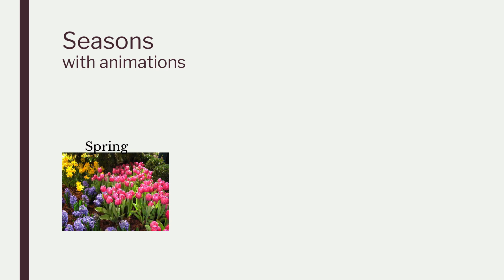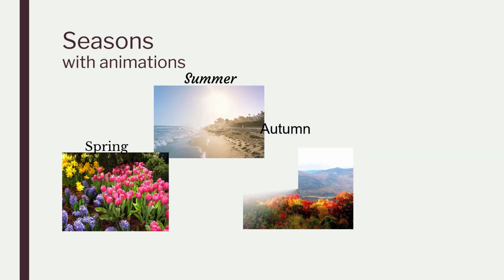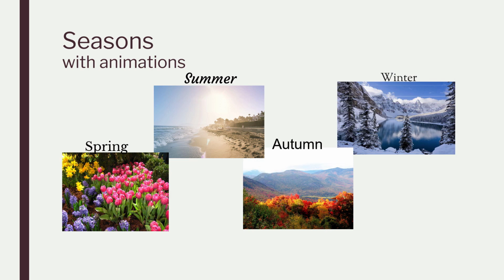You should see a blank presentation slide, and if you click your mouse again, you will see the title, Seasons with Animations, flying onto your screen. Once you click it again, the text with spring will form on the slide. If you keep clicking, you will see text and pictures appear on the screen. Once you get to autumn and winter, you will notice that the text and the image appear on the screen simultaneously instead of separately.